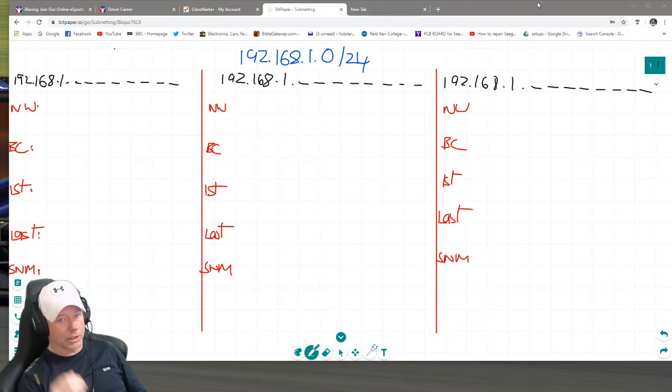So what we're going to do, keep it nice and simple. Before we start, this is the IP address that's been assigned to us, right? It's 192.168.1.0 and it's a /24. Now the /24 tells us that the first 24 bits belong to the net portion.